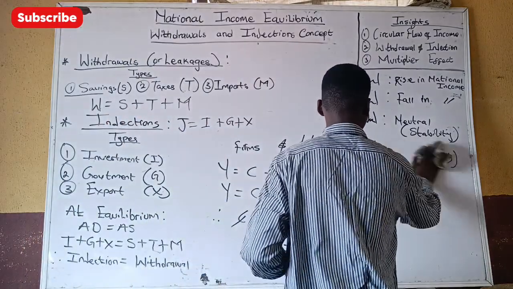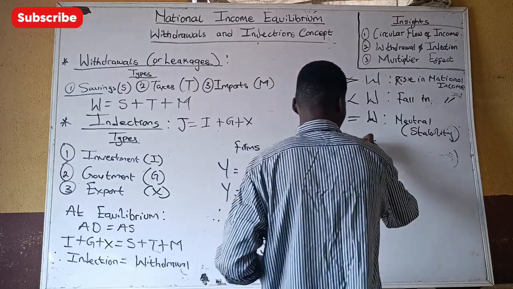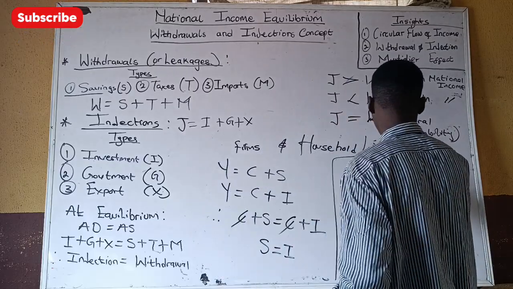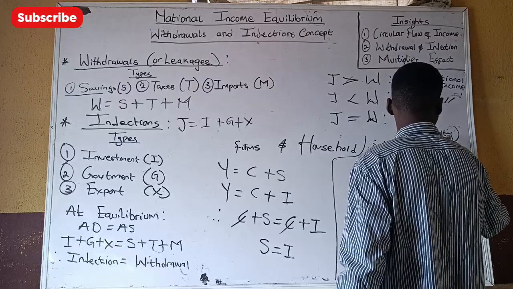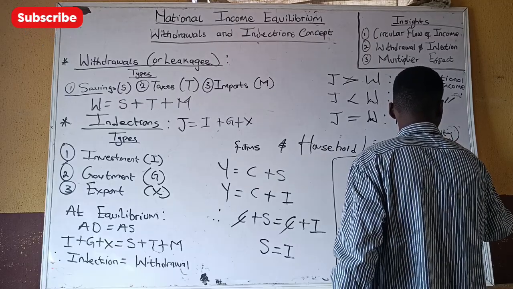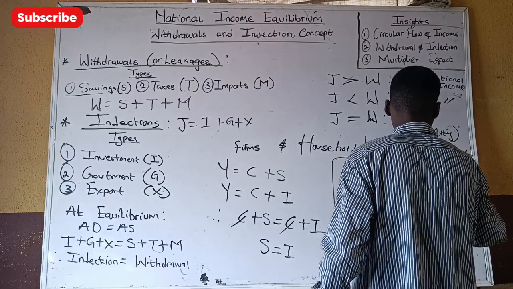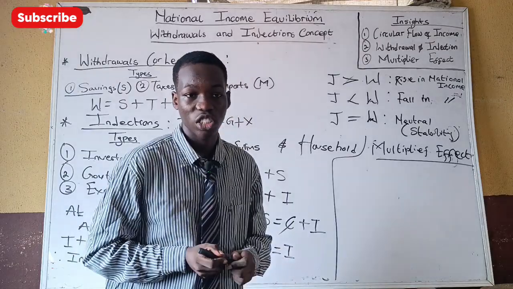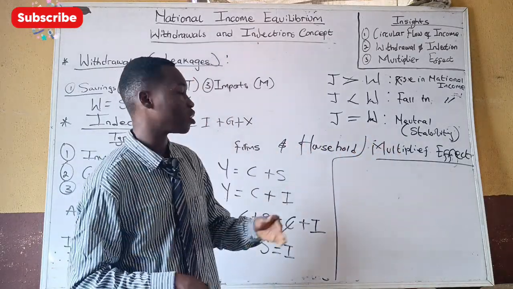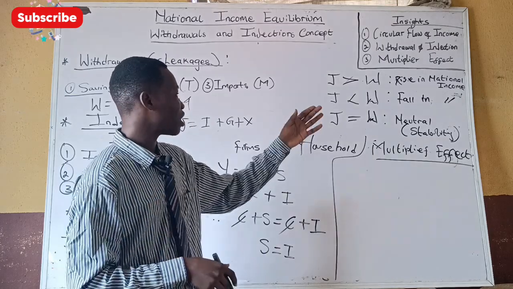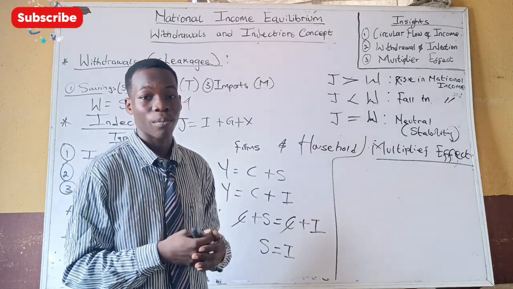Now the last part, which is the multiplier effect. I hope you can manage this multiplier effect. For multiplier, this is also a topic on its own. After talking about consumption, saving, and investment, one can move to multiplier, but we can briefly talk about it here.